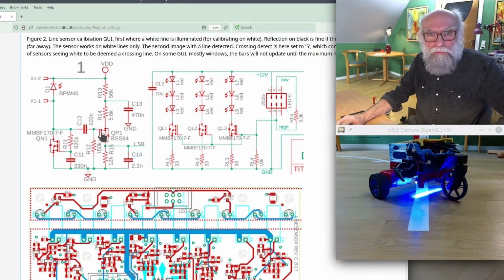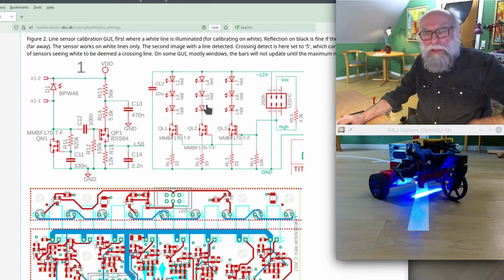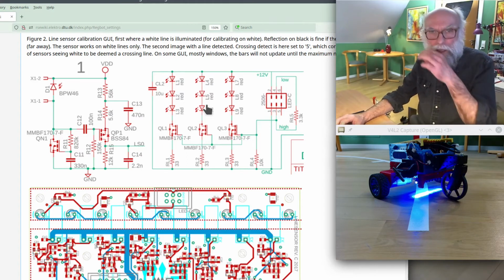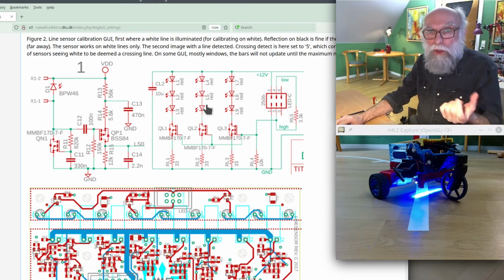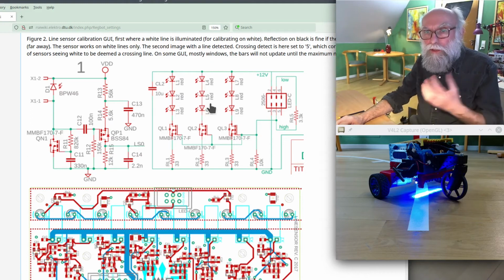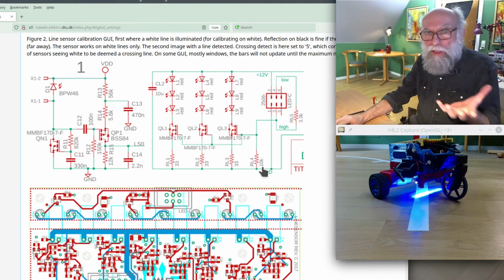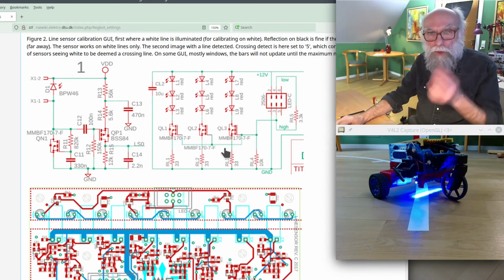The sensor circuit doesn't matter in this respect, it's on its own voltage source, and the diodes are flashing. They are turned on half a millisecond and turned off half a millisecond, and the voltage is measured both while it's on and while it's off. The difference between those two is what's reflected from the background, and the more reflected, the higher the difference, and that's what we use.